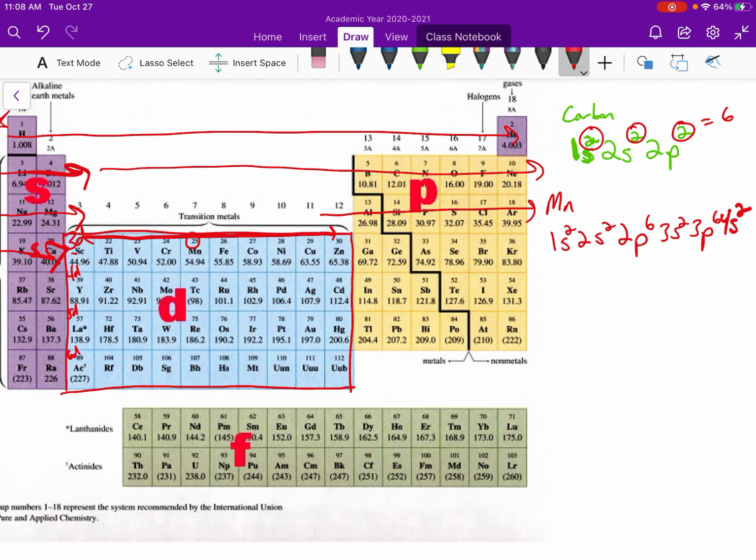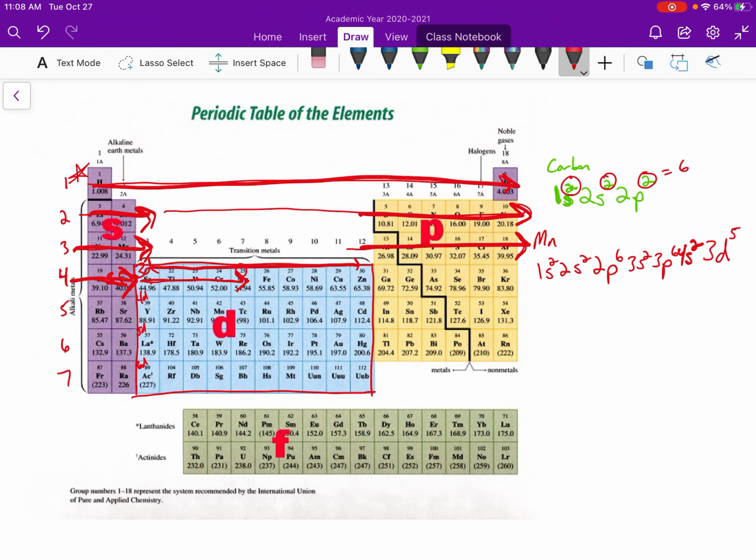So I would say for manganese, 1s2 all the way across, 2s2, 2p6, 3s2, 3p6, 4s2, 3d5. And that's where I stop. Okay? So your D should always be one number below whatever corresponding S is next to it.